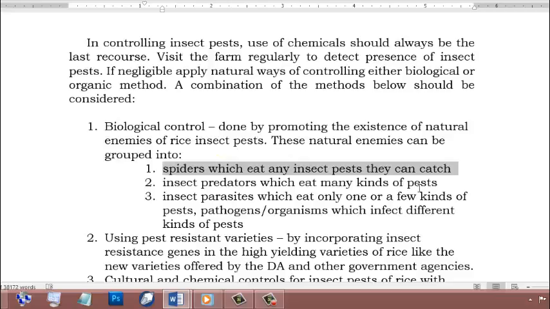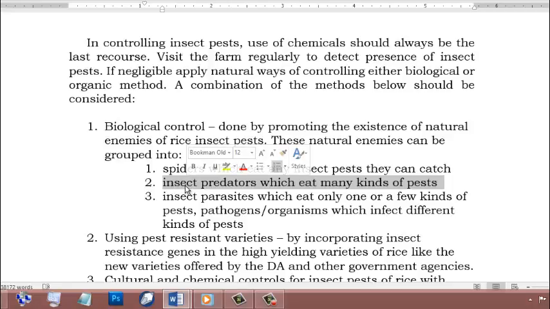Another is insect predators, which eat many kinds of pests. Of course, the bigger pest catches the smaller pests, because these bigger insects have control over the small pests. Number three, insect parasites, which are pathogens or organisms that infect different kinds of pests. There are many kinds of pests in our farmland that belong to this kind of insect parasite.